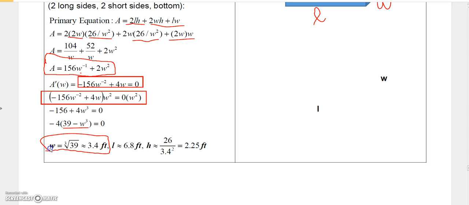And when I plug that in the calculator, I got about 3.4 feet. Okay, so the width is about 3.4 feet. The length is twice the width, so that's going to be about 6.8 feet. And then the height, remember, was 26 divided by W squared. So plug that in a calculator, and I got about 2.25 feet. And those are the dimensions that you need to minimize that surface area.